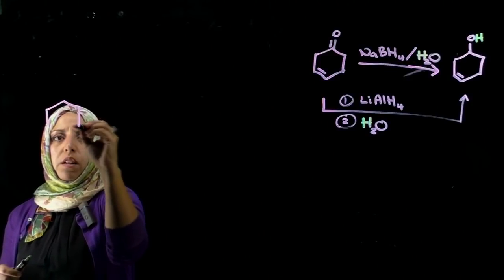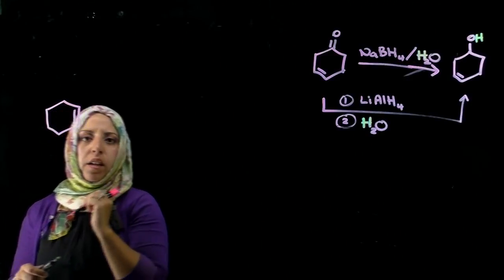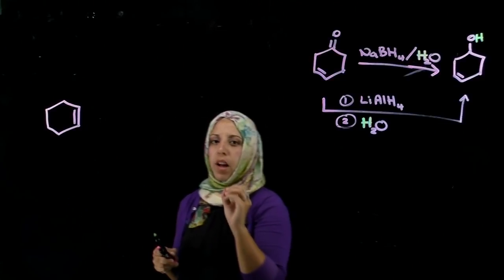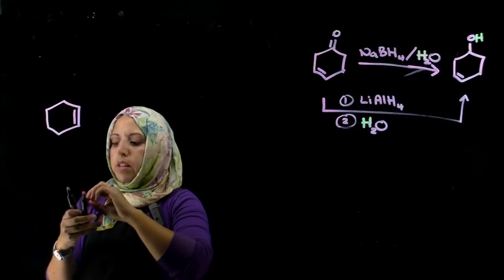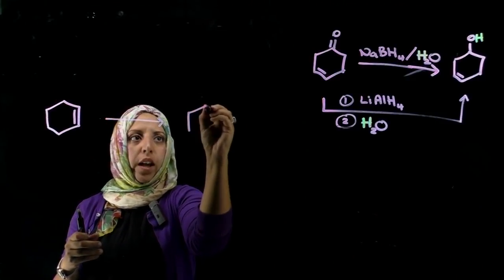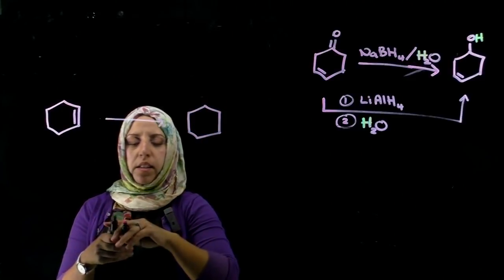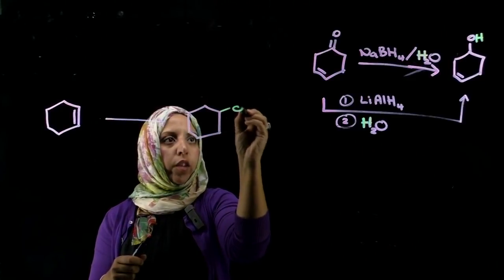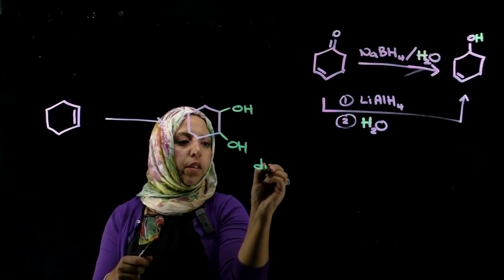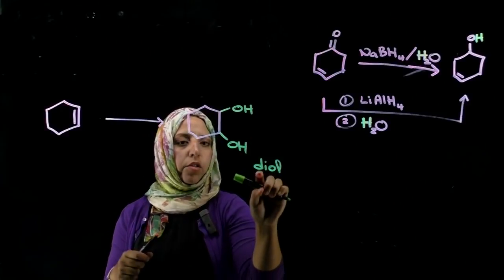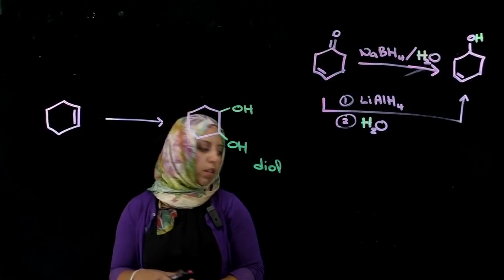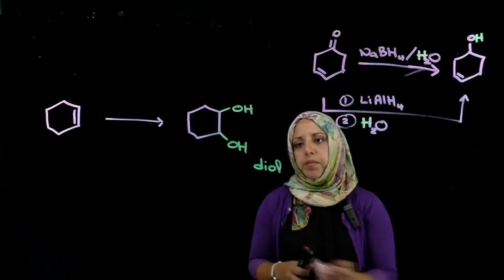I'm going to draw a cyclohexene, right? So there are 3 different reactions that add 2 alcohol groups to a carbon-carbon double bond. So we start off with an alkene, and what we end up forming is 2 hydroxides, what we call a diol, right? 2 alcohol groups. So we can go from an alkene to a diol.